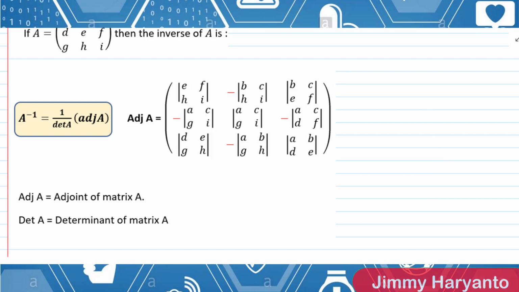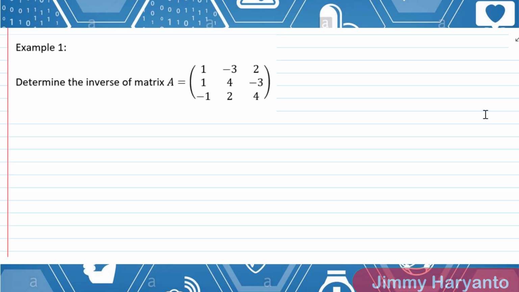Okay, let's go forward to the example questions. Example question, A equals like this. So first we have to prepare the determinant. So we will find the determinant of A.